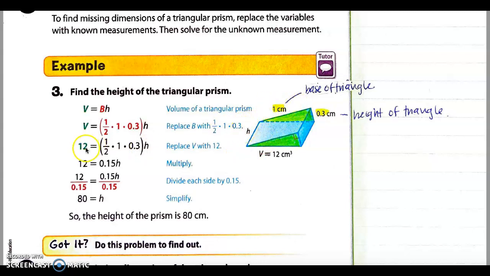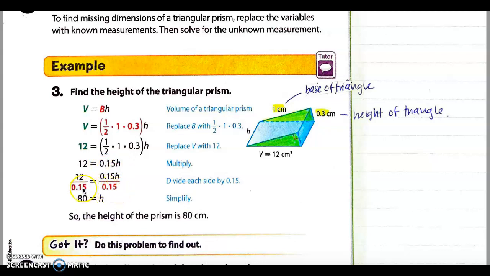So I'm just going to plug in everything I know. So I have my 12, which is my volume, and then I have my 1/2, and then times 1, that's my base, and then my height, which is 0.3. And then if I multiply all that together, I should get 0.15h, and then bring down the 12. Now, in order to get h alone, instead of multiply, the inverse is divide. So I'm going to divide that by 0.15.